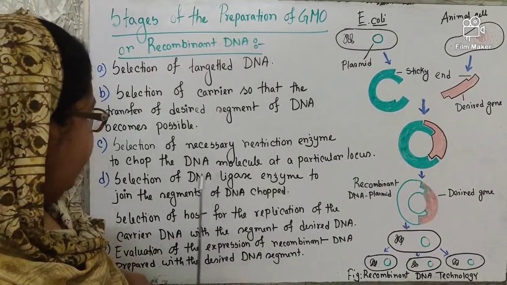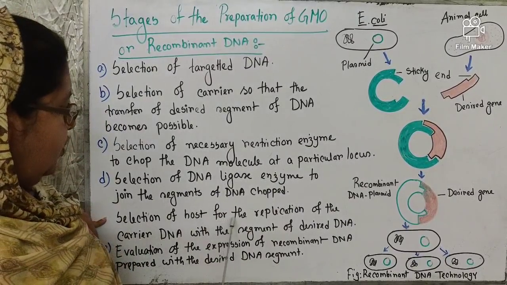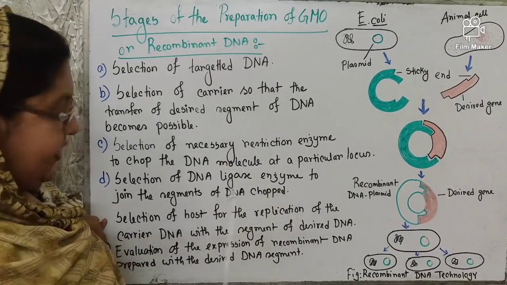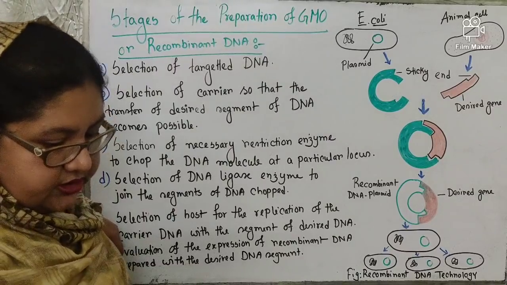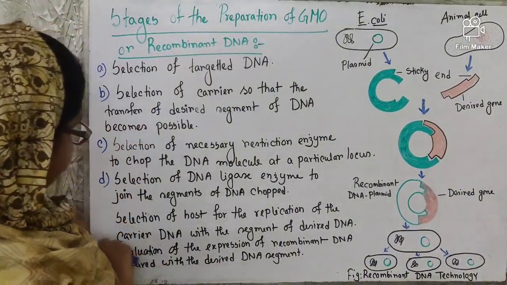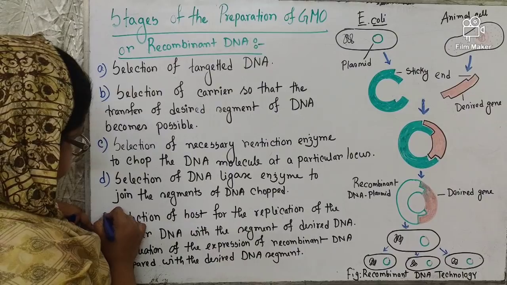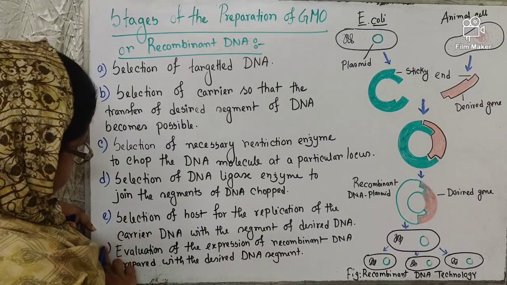Okay. Next point, selection of host for the replication of carrier. This is number E.